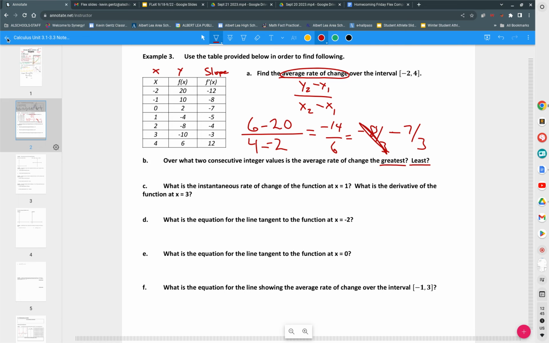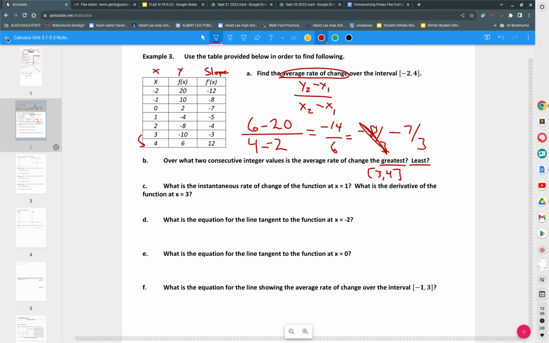Can somebody tell me where it's the greatest? Yeah, -10 to 6. So over the interval of 3 to 4, that's when it's the greatest. Greatest is when it goes from -10 up to 6. That would be your greatest increase. All right?